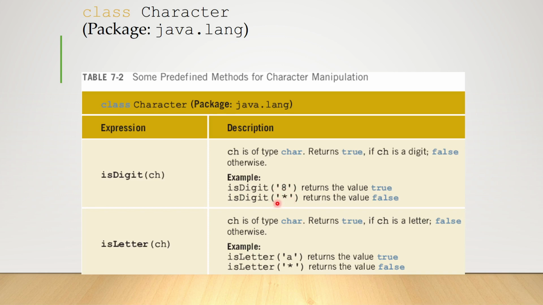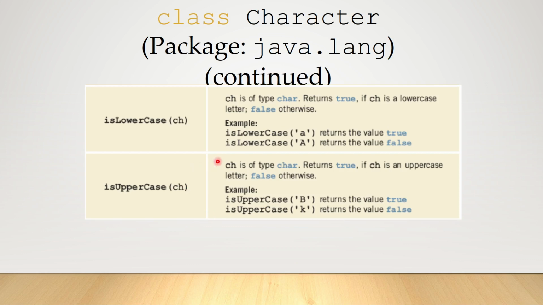Passing this asterisk as a character returns the value false. The isLetter method is used to verify if the argument is a letter or not, which returns true if the value being passed is a letter, otherwise false. Just like evaluating the character A with isLetter returns true, and this asterisk returns false. isLowerCase checks if the argument is in lowercase. It returns true upon passing small a as a character argument.